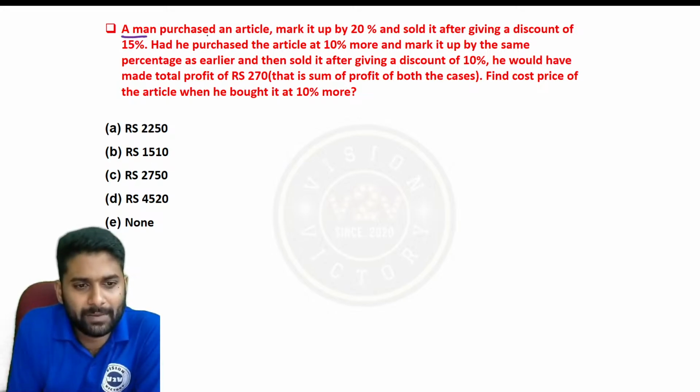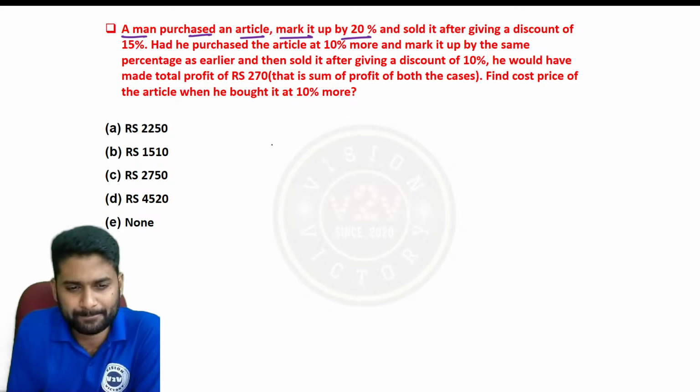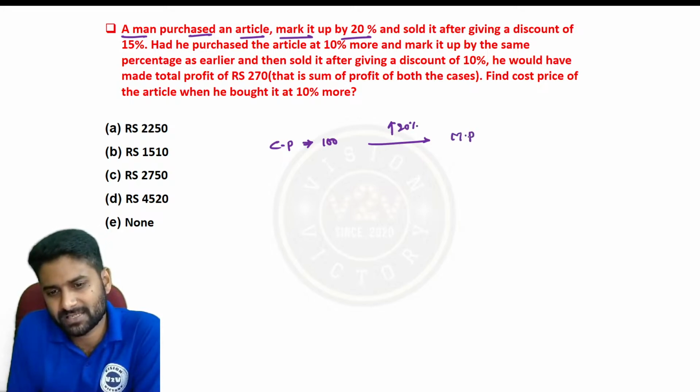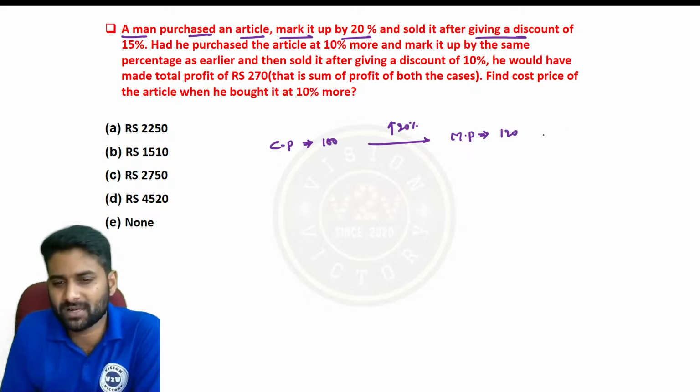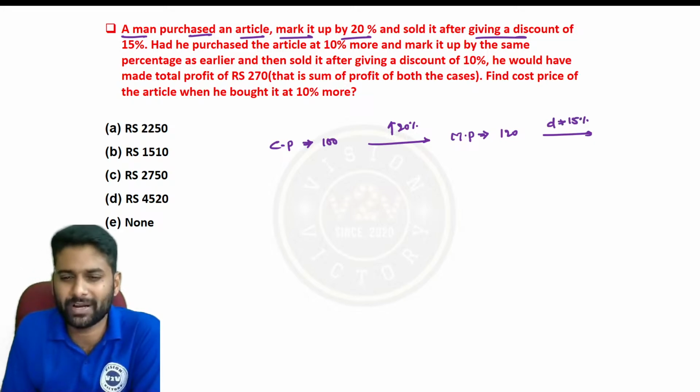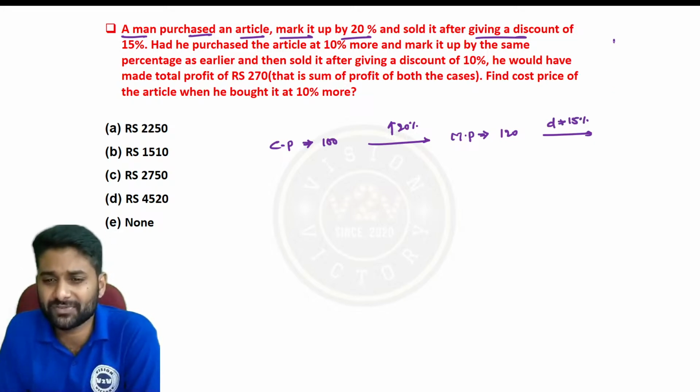Now see, a man purchased an article and marked it up by 20%. Okay, the cost price of the article is 100 units. Now he increases the price by 20%. If the cost price increases, then it becomes the market price. Now it becomes 120. After giving a discount of 15%, now that person is allowing a 15% discount. You already know that. See, 15% of 120.